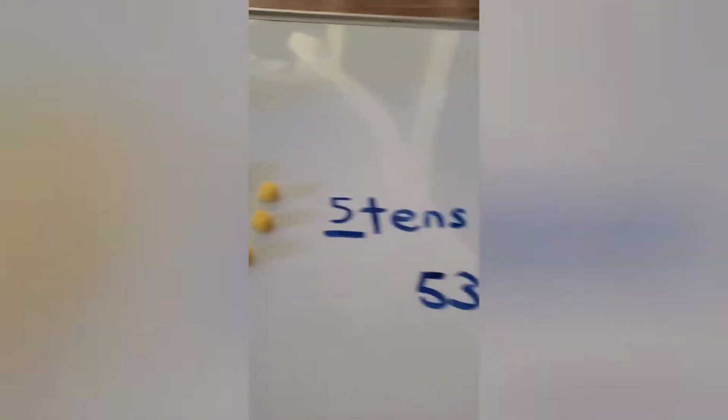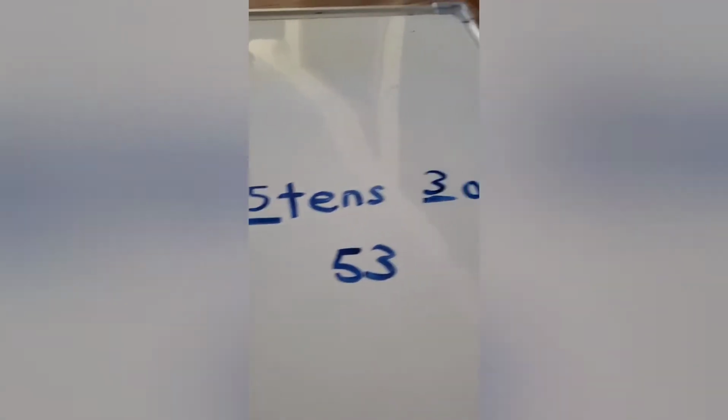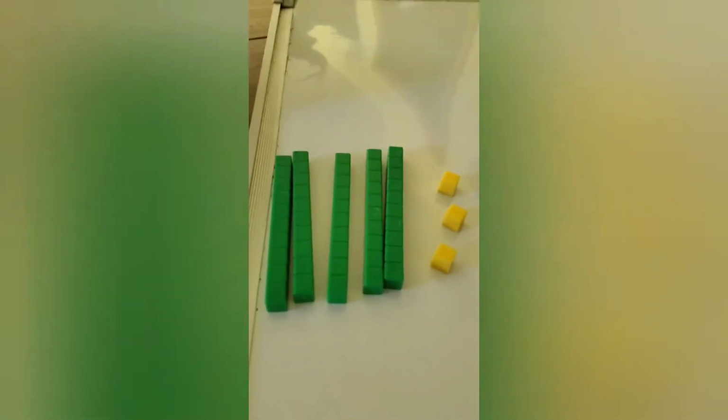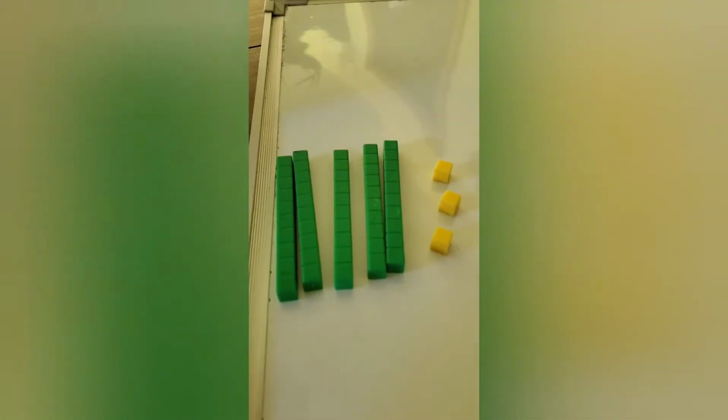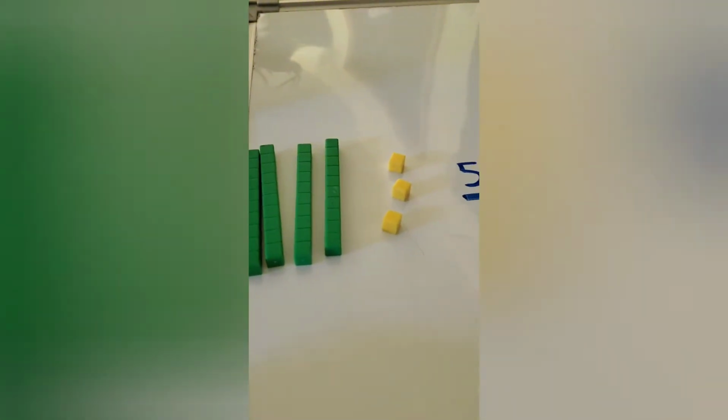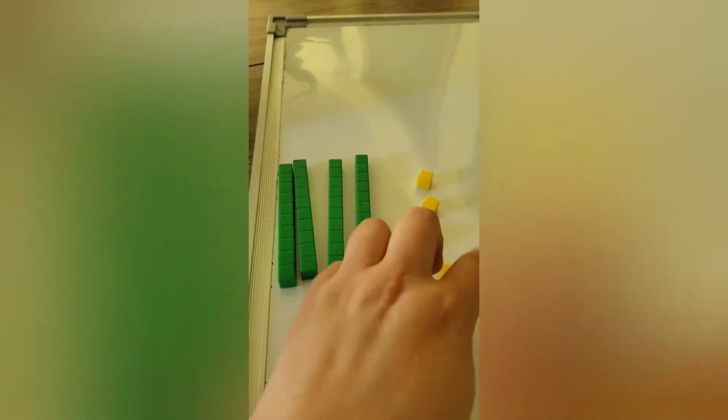So let's look at our example right here. So we have 5 tens and 3 ones, right? So as I said, we're going to regroup with subtraction. We're going to take one of these away and we're going to put in 10 units. 1, 2, 3, 4, 5, 6, 7, 8, 9, 10.